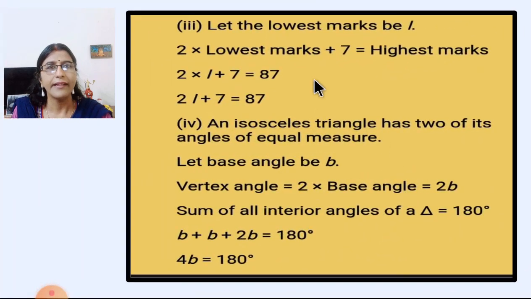Now see here. Let the lowest mark be L. Then twice means 2 into lowest mark plus 7, and that is equal to the highest mark. So we will write 2 into L plus 7 is equal to 87. Or, as the next step, no need to write the multiplication, we can write it like this also: 2L plus 7 is equal to 87.